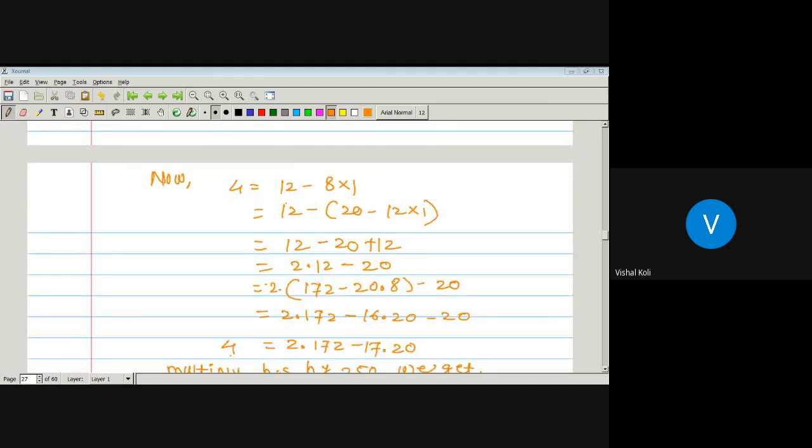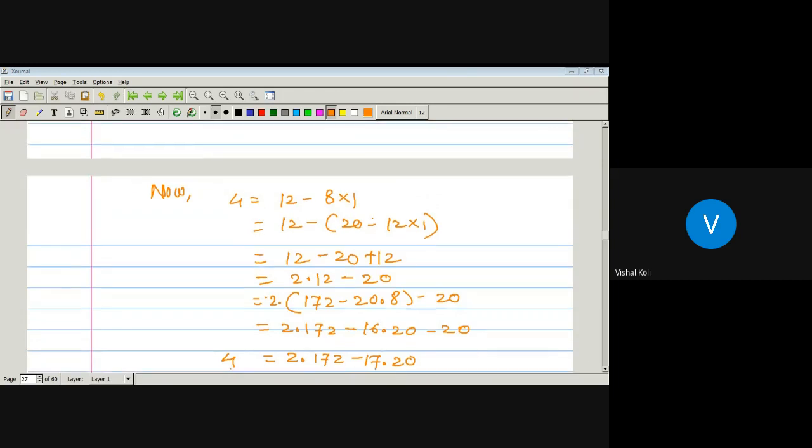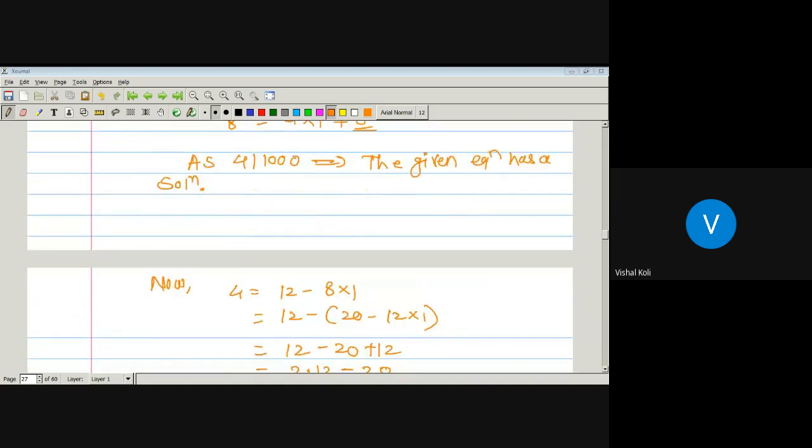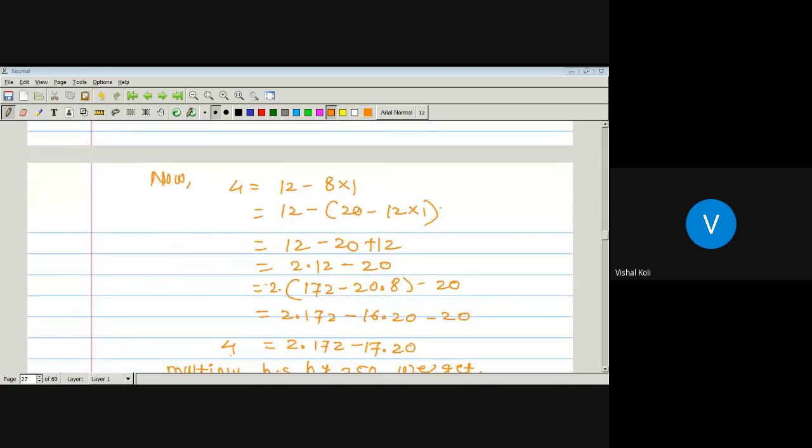So 4 can be written as 12 minus 8 into 1. By the previous step, what is the value of 8? 8 is nothing but 20 minus 12 into 1. Put the value 20 minus 12 into 1, which is 12 as it is, minus of 20, minus of minus plus 12, which is 2 times 12 minus of 20. Then we have to put the value of 12.